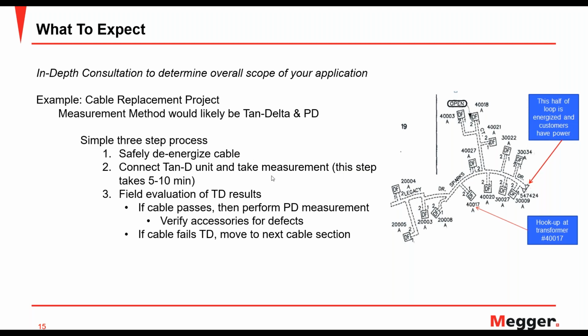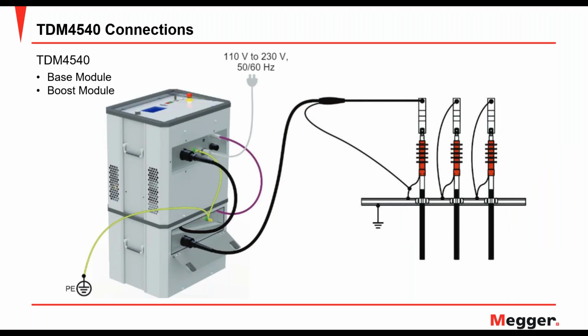And then third, we would do our field evaluation of the tan delta results, which we saw earlier is done by the instrument and gives us back whether or not action needs to be taken, no action can be taken, or further investigation. So if the cable passes, we can then perform partial discharge measurements and verify the accessories for defects. So now that we know the overall condition of the cable is good, we can then look at the splices and terminations individually, determine if they need to be replaced or what have you. If the cable fails the tan delta, then we can simply move on because we already know that the overall condition assessment of that cable has failed. After the evaluation, we'll do our post-test evaluation and then generate our final report with our findings. So just a very simple process in the cable replacement plan there.